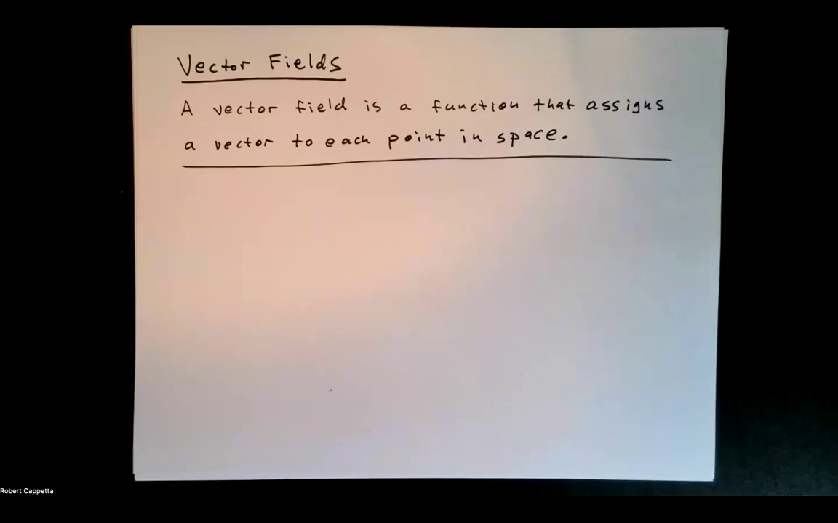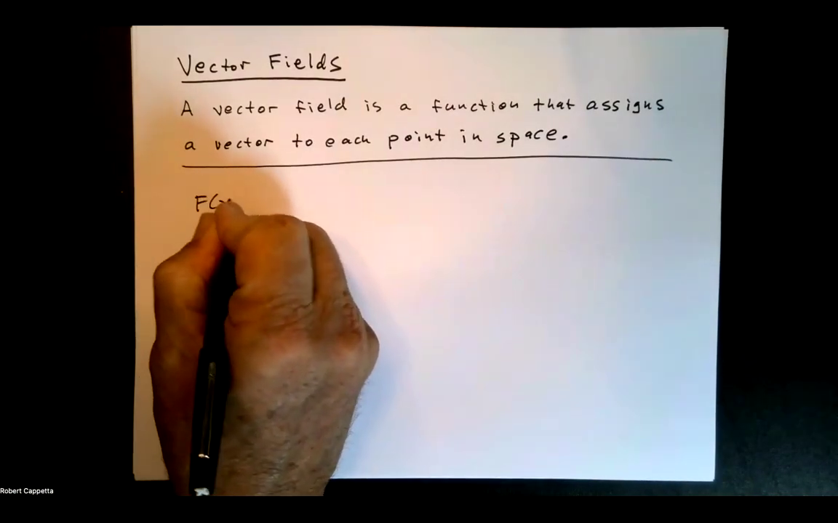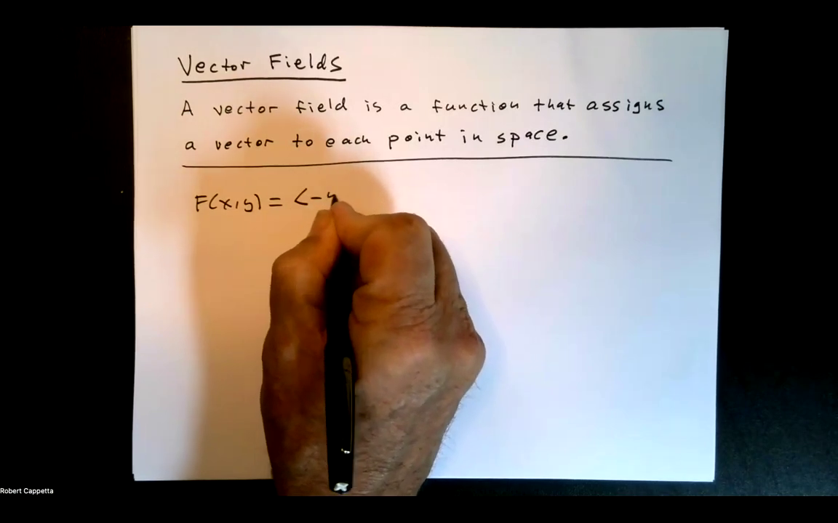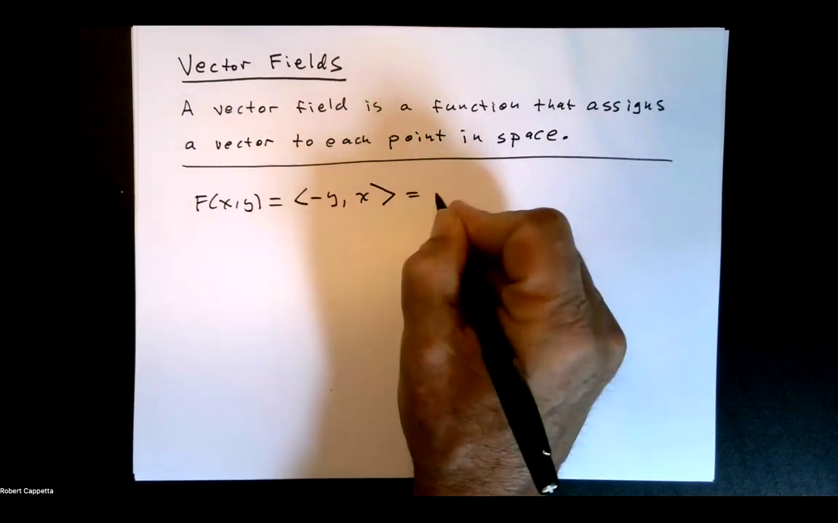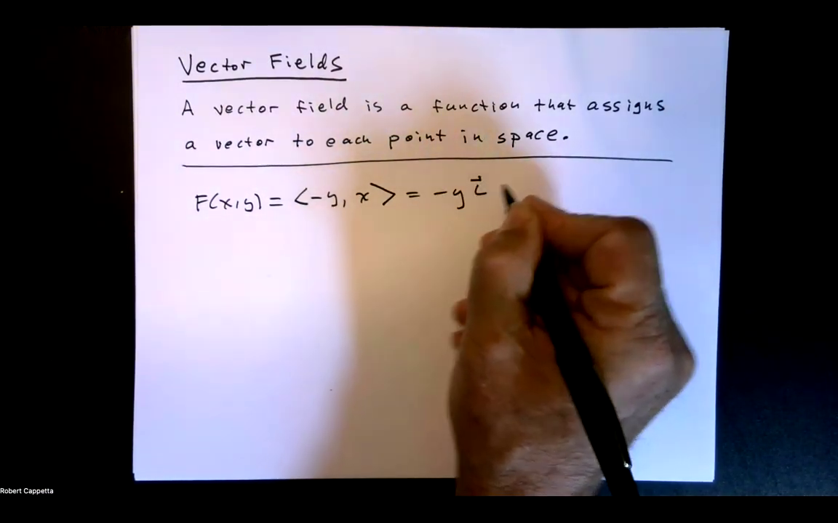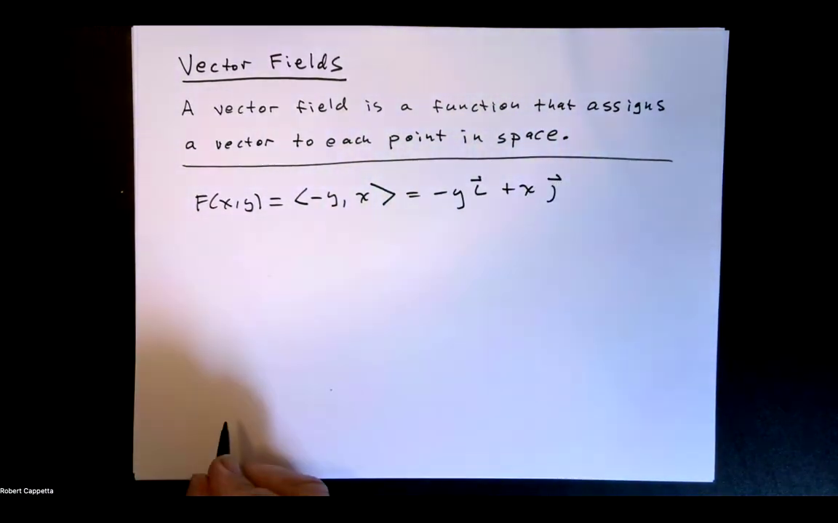We will define one of these vector field functions as capital F of x, y. That is the notation I typically like to use. And let's say it is negative y, comma x, or if you prefer the other notation, negative y multiplied by the i vector, which of course is <1, 0>, plus x multiplied by the j vector, which is <0, 1>.